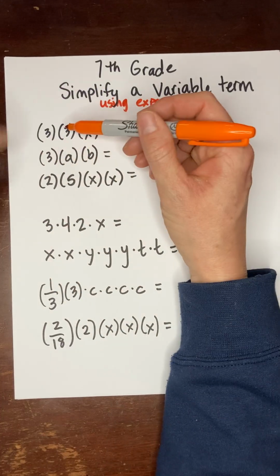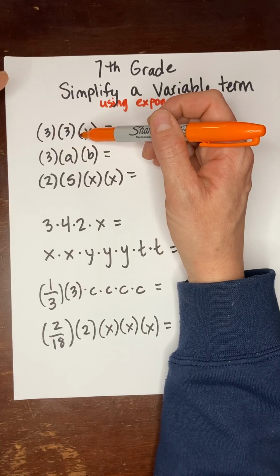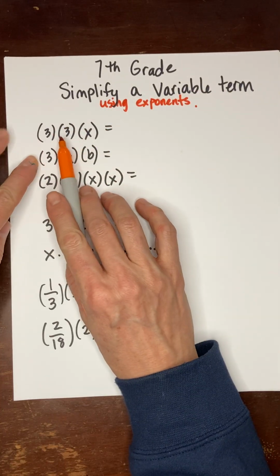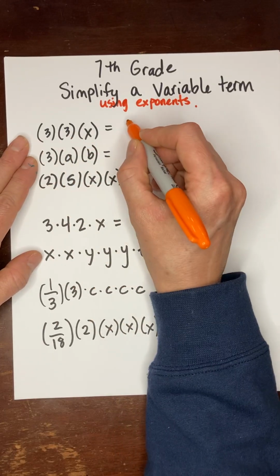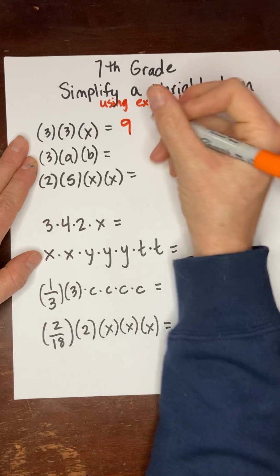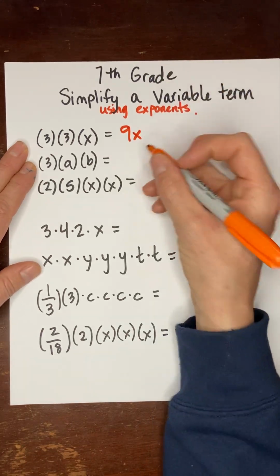3 times 3x, because remember, side by side without any sign in between means multiply every single time. So this means 3 times 3 times x. Well, I can simplify 3 times 3 into one number, which is 9. And I only have one x, so I'm not going to get any simpler than that. I don't need to write x to the 1. It is implied by just having an x there.